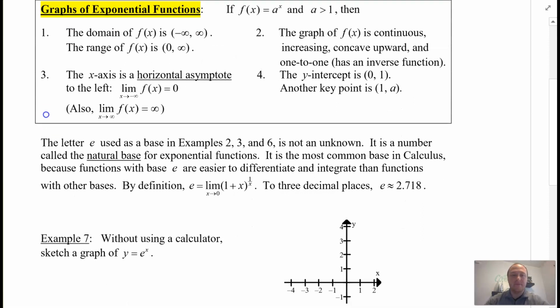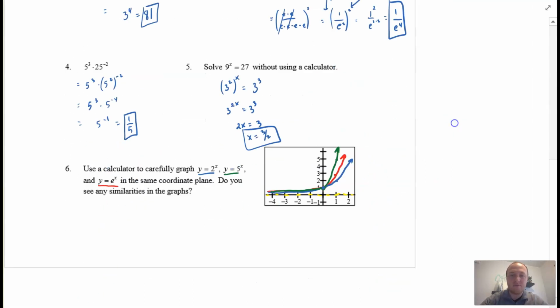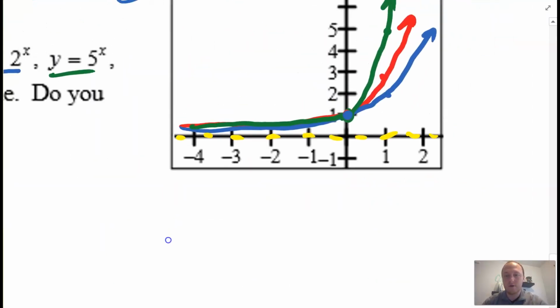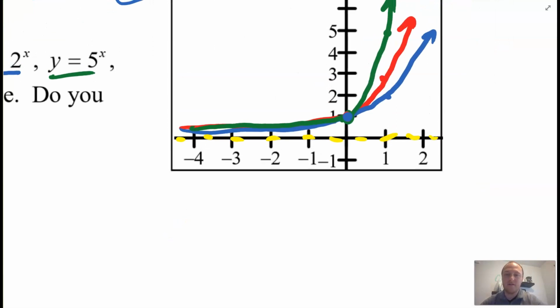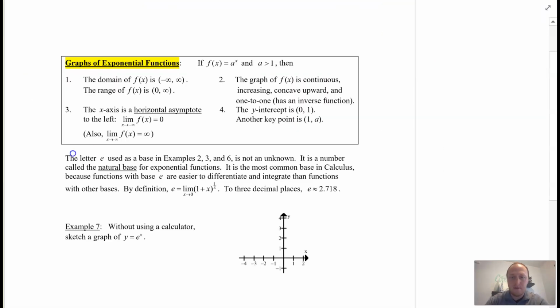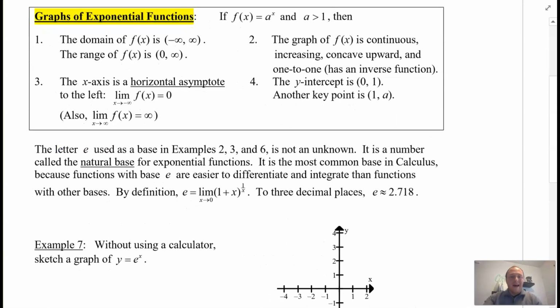The x-axis is a horizontal asymptote, and I went ahead and plotted that for you. Notice that the limit as we go to the left is going to approach our asymptote at 0. And as our x values increase, our function is unbounded, increasing towards positive infinity. The last thing to note is that the intercept will always be 0, 1, unless we have transformations, and the other first point is 1, comma, a. So whatever your base is, that would be a key point.